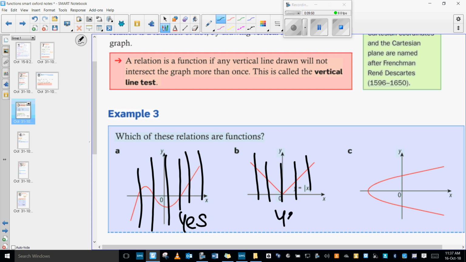Oh, here we go, here's the problem. As soon as you do that, you are hitting your line in two positions, so no. And that only has to happen once. It doesn't have to happen consistently, but if it happens at least once, then it wouldn't be a function. Does that make sense? Obviously this is only useful if you've got a picture of it. You don't always.